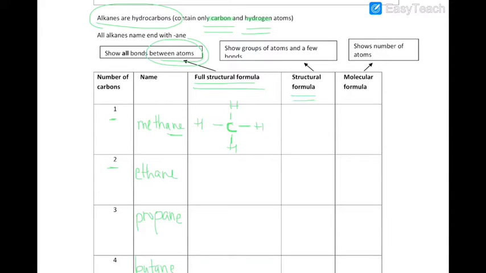The condensed structural formula shows groups of atoms and a few bonds. In this case, it's just how many carbons you have, 1 carbon, and how many hydrogens you have, 4 hydrogen. In this case, the molecular formula and structural formula will be the same. So it's going to be CH4 itself.